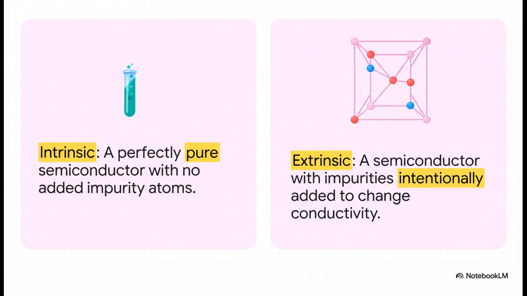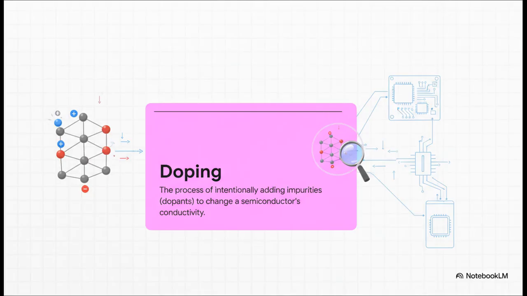First, let's get a couple of terms straight. A perfectly pure semiconductor, the kind we've been talking about so far, is called an intrinsic semiconductor. Simple enough. But the moment we start adding impurities to it on purpose, it becomes an extrinsic semiconductor. And that process of deliberately adding these impurities is what we call doping.